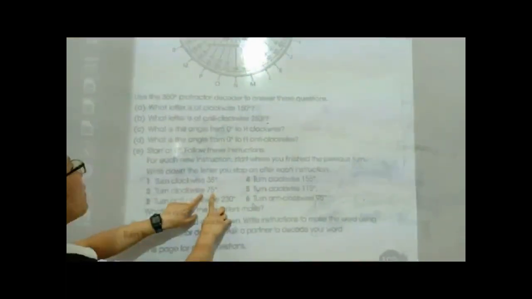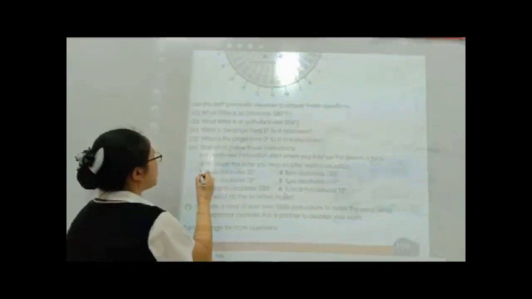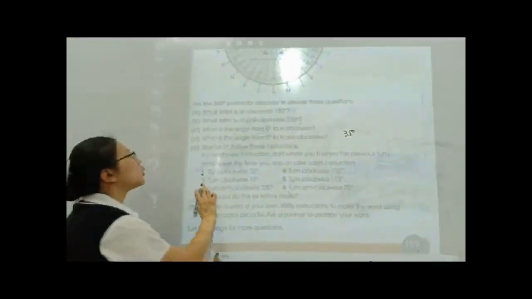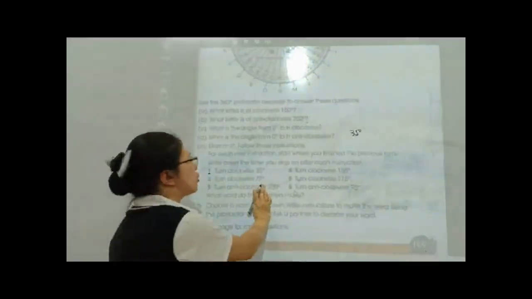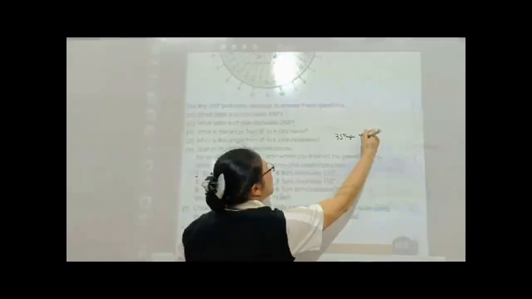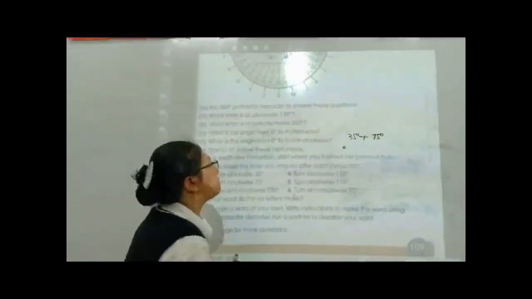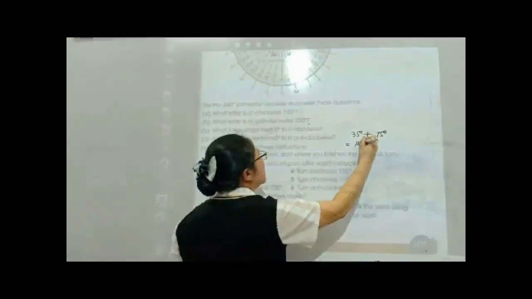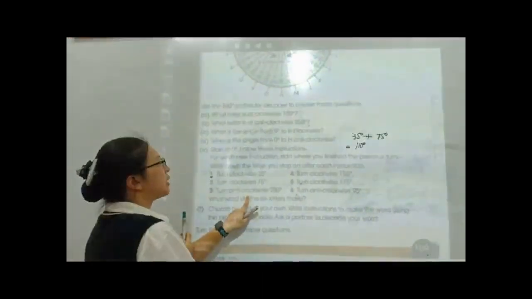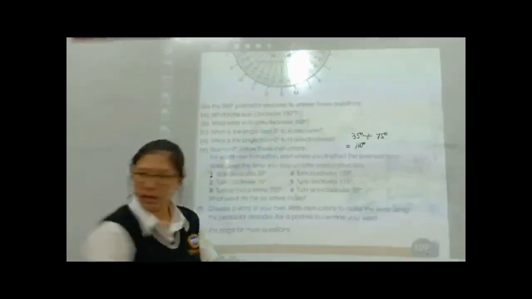Then you turn clockwise 75 degrees from the position you are at now. After the first instruction, you are at the position of 35 degrees. If you want to turn another 75 degrees, where will you stop? You add 35 degrees and 75 degrees, which is 110 degrees. So you stop at 110 degrees, and then you write down the letter again. If you turn anti-clockwise, you subtract.